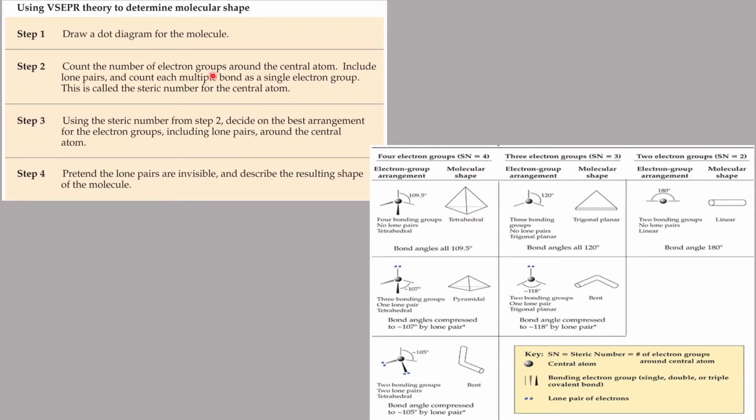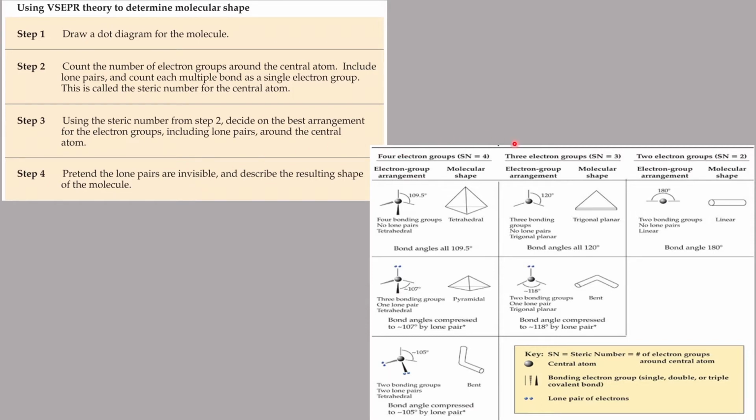To predict the shape of a covalent molecule, we have to follow these steps. Step number one is draw a dot diagram for the molecule. Step number two is count the number of electron groups around the central atom. Include lone pairs and count each multiple bond as a single electron group. This electron group count is called the steric number for the central atom. Step three: using the steric number from step two, decide the best arrangement for the electron groups, including lone pairs, around the central atom. Step number four is pretend the lone pairs are invisible and describe the resulting shape of the molecule.